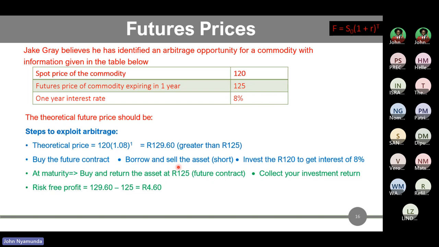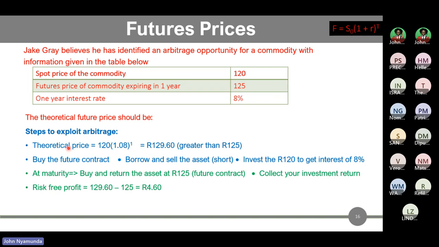Remember shorting, I was explaining shorting before. You borrow and sell the asset. Then you invest the 120 from the asset which you sold, so you get 120 times 1.08, which is 129.60. At maturity, you buy the asset at 125 and return it, and collect the return. So you make a riskless profit of 129.6 minus 125. It's called a reverse cash and carry strategy.